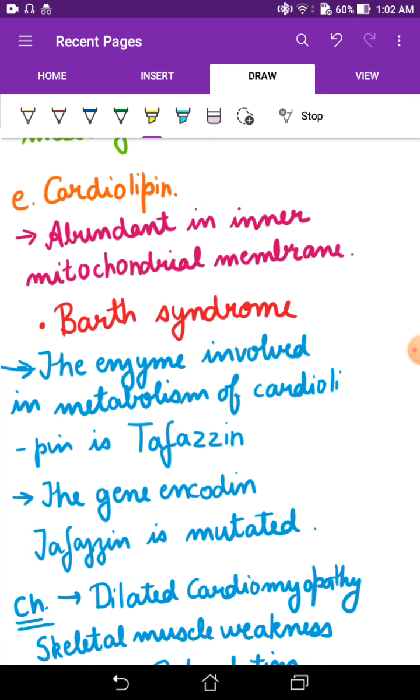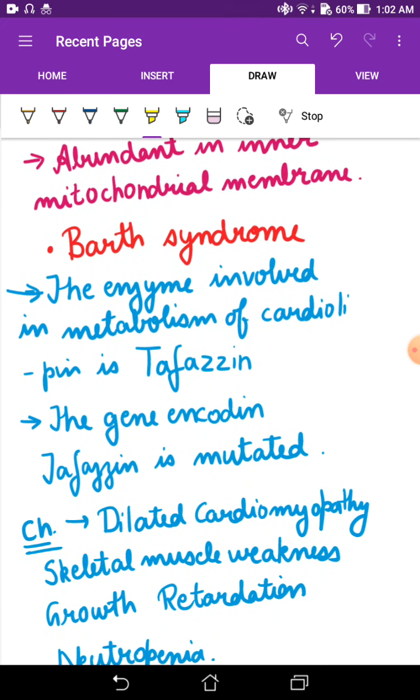Now, two syndromes related to it: the enzyme involved in the metabolism of cardiolipin is tafazzin.